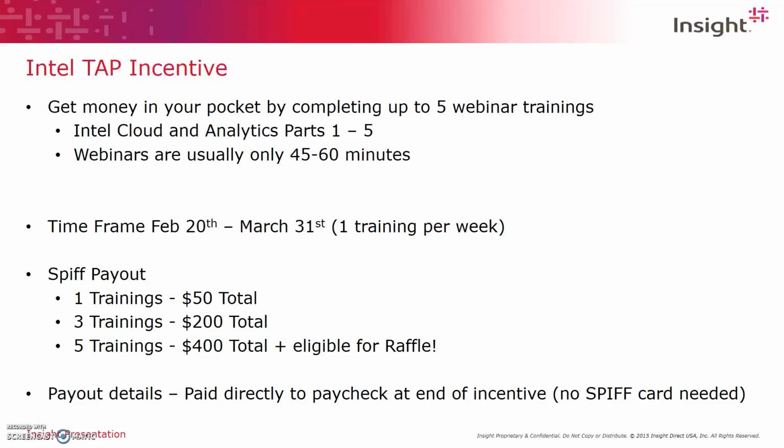And of course, the spiff payout is awesome, right? If you do just one, you get $50, and of course, that scales up as you go. With the max total payout being $400 for doing 5 trainings, but it also makes you eligible for a raffle that I'll show you here in just a moment. The payout details is that there's no longer a spiff card or anything you have to keep up with. We will actually pay this directly to your paycheck, and the payout will be, of course, at the end of the incentive. So we'll be paying that out that first week in April. So it most likely won't hit the check until the second paycheck in April.